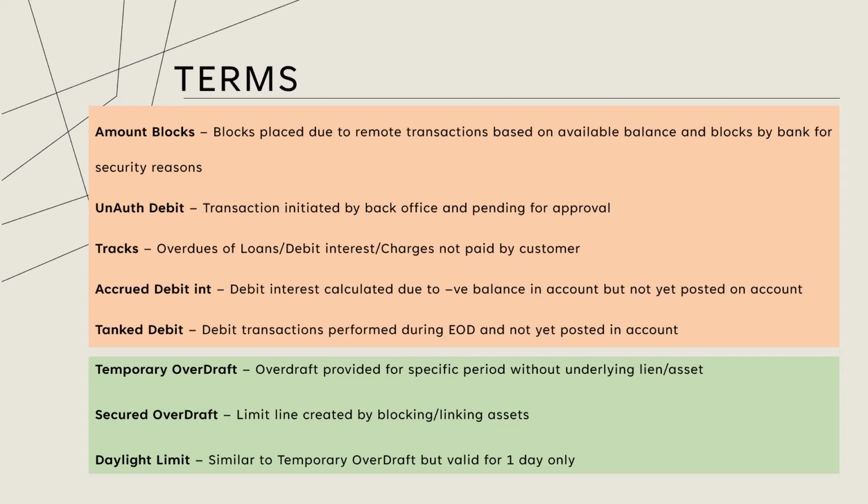And the last one is the daylight limit. This is similar to temporary overdraft, where temporary overdraft is for a specific period, more than a day, such as a month, 2 months, 1 year, or something like that. But the daylight limit is meant for only 1 day, typically 24 hours or until the end of day, for some other reason.